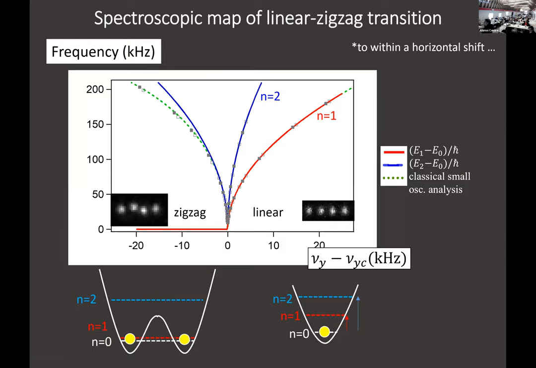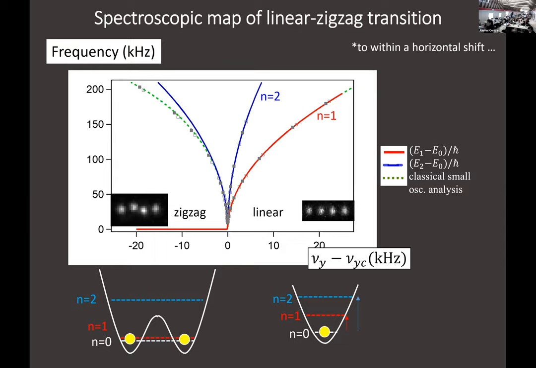Points overlaid on the transition, first and second sideband for four ions, going from linear across to the zigzag. There's a couple of things you can see. The data matches the theory quite well. I'll zoom in on this really interesting region here in a second.